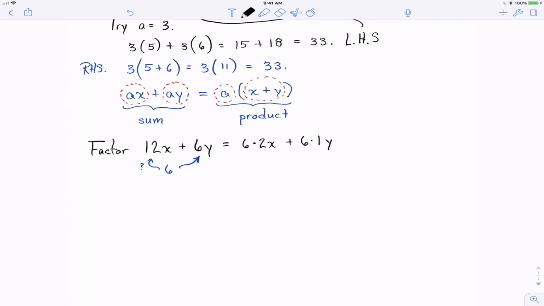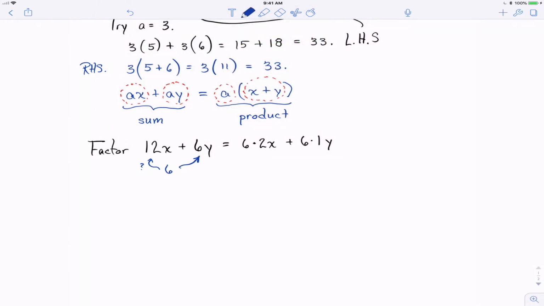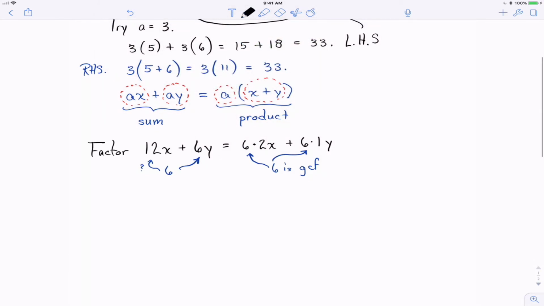Then now what we've done is we have made 6 the greatest common factor because it's here and it's there. So then, according to the distributive property, all we have to do is very simply put the 6 out in front, just like we do in the product up above, parentheses, and then once the 6's are out, we write exactly what remains. And what remains is a 2x plus a 1y.